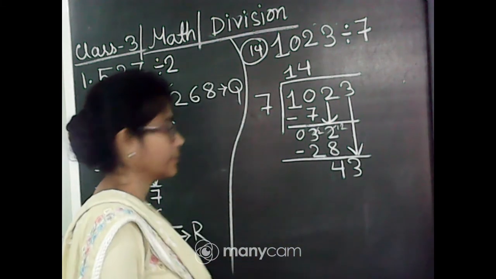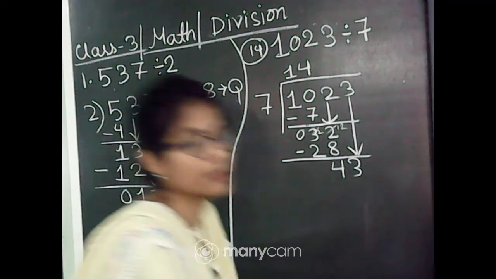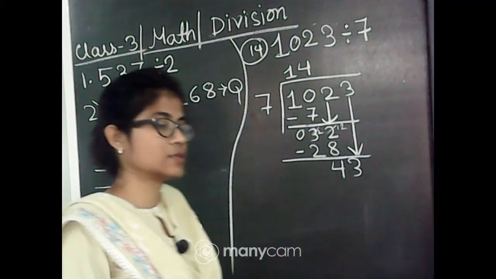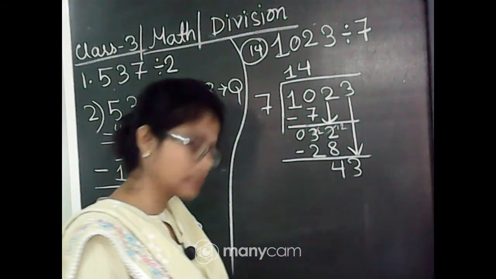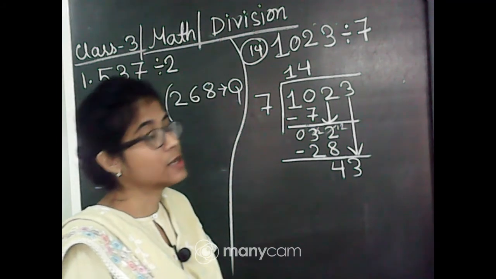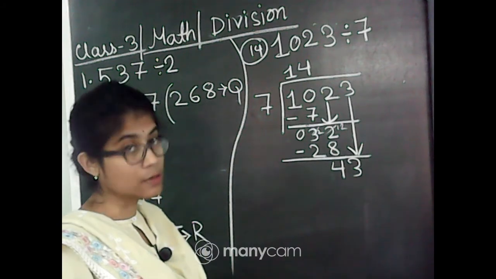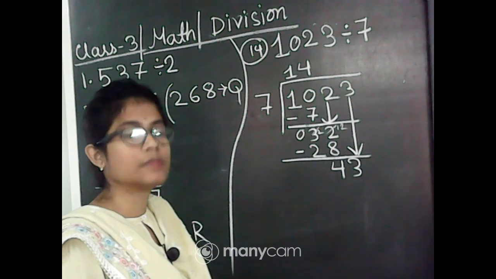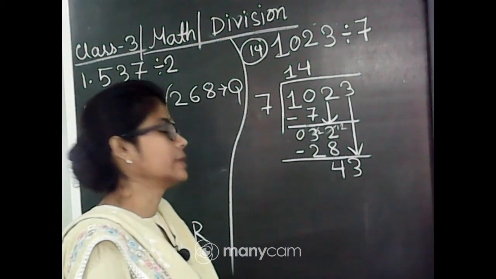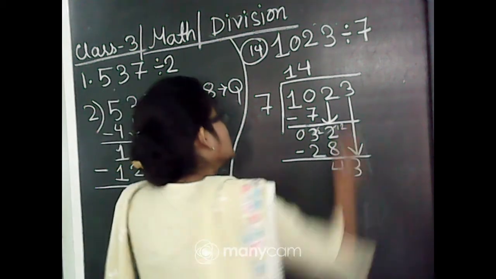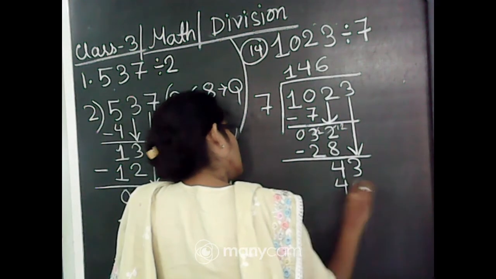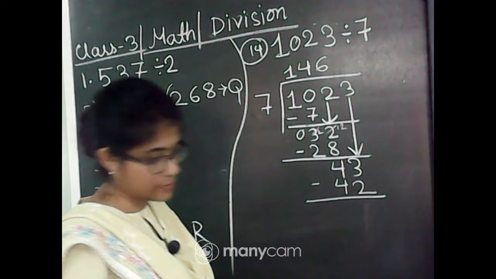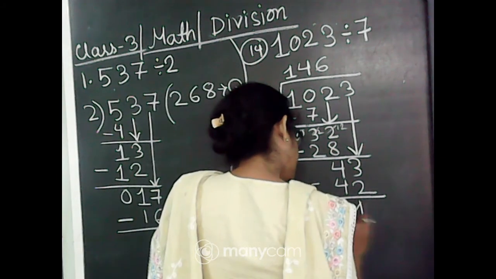Now it becomes 43. Now 7 fives are 35, 7 sixes are 42, 7 sevens are 49. Now 49 is bigger than 43. So we have to take the previous number, means 7 sixes are 42. So if you subtract 42 from 43, you will get 1, isn't it?